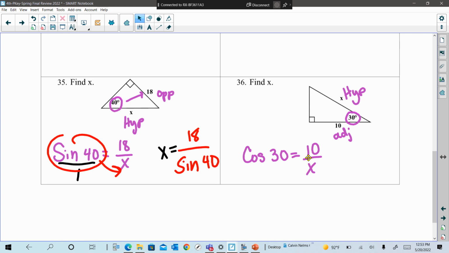So then you get over 3. That's why it's over 3, because 3 can't go into 10. So 10 root 3 over 3. You can't have a square root at the bottom.